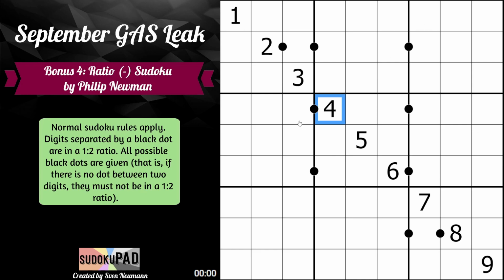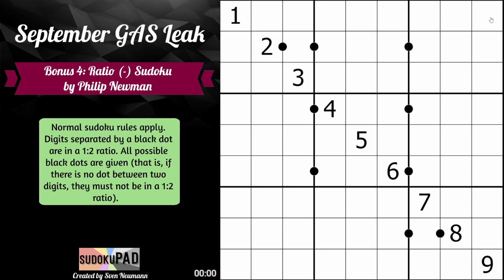So for example, with this 4, a 2 could go here because 4 is twice of 2, and an 8 could go here because 8 is twice of 4. In this case, with a 6, you expect to see a 3 because 6 is twice of 3. And it also applies with 1. 1 and 2 can be next to each other on a black dot because 2 is twice of 1, as you can tell from the 1 to 2 ratio.